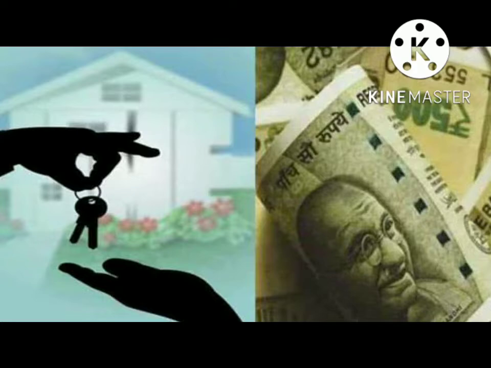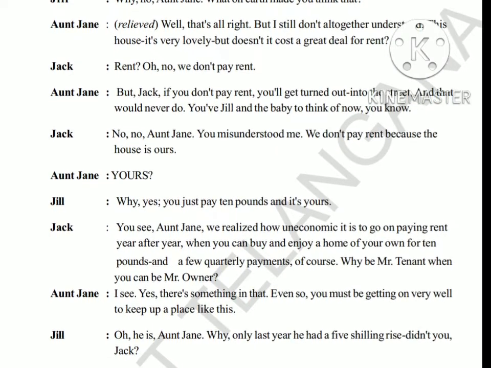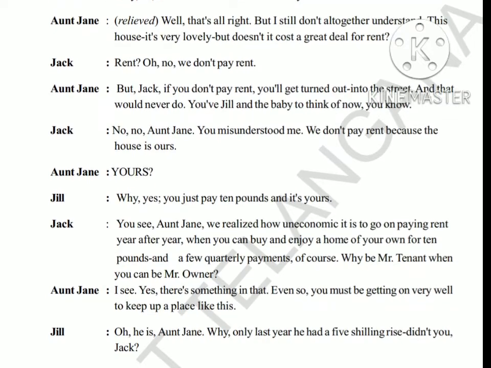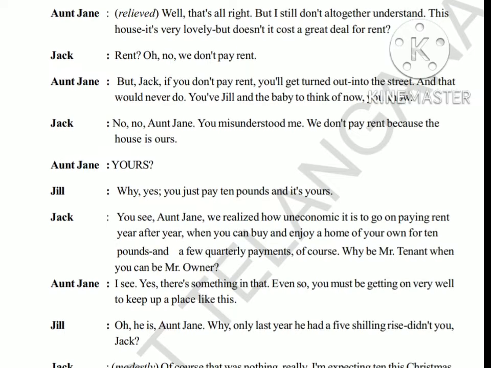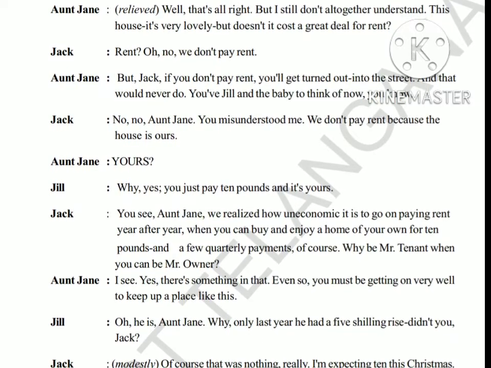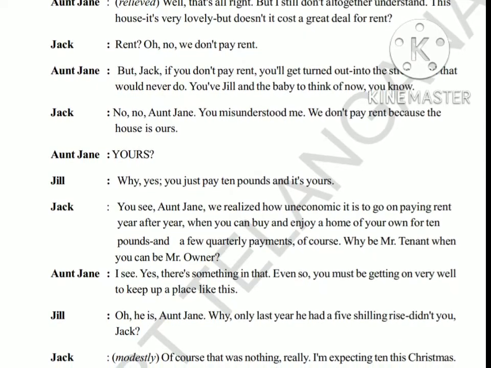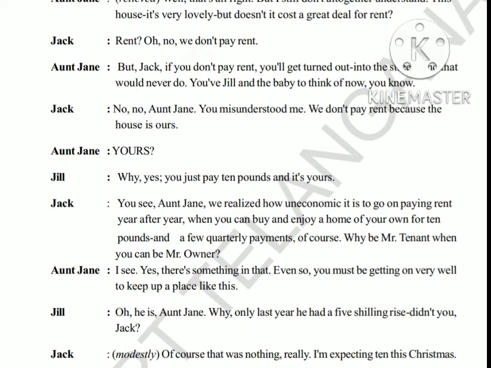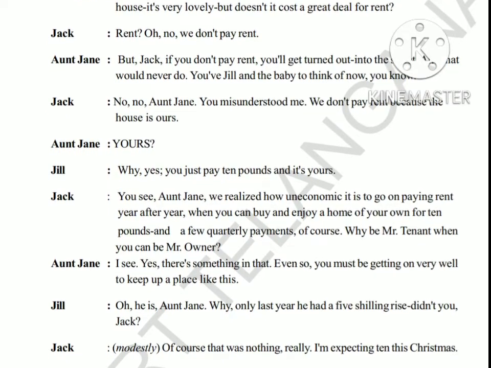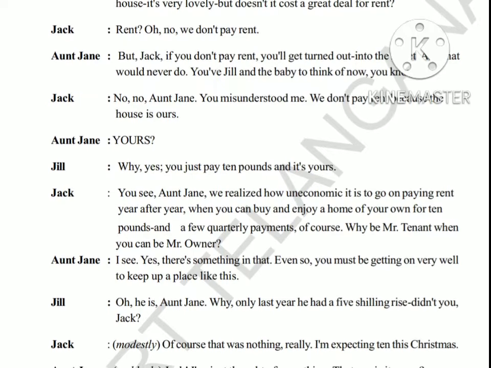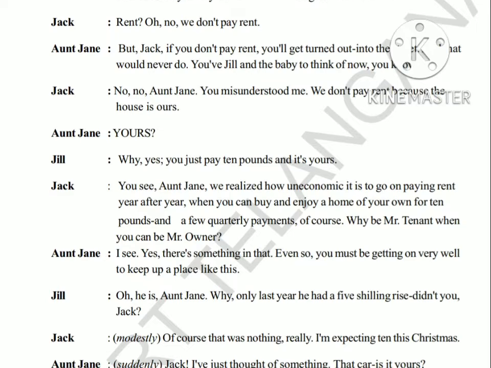Jack: "No, no, Aunt Jane, you misunderstood me. We don't pay rent because the house is ours." Aunt Jane: "Yours?" Jill: "Yes, you just pay £10 and it's yours." So in short, for £10, they have bought this new villa. If you give £10, if you have that money, you can buy.